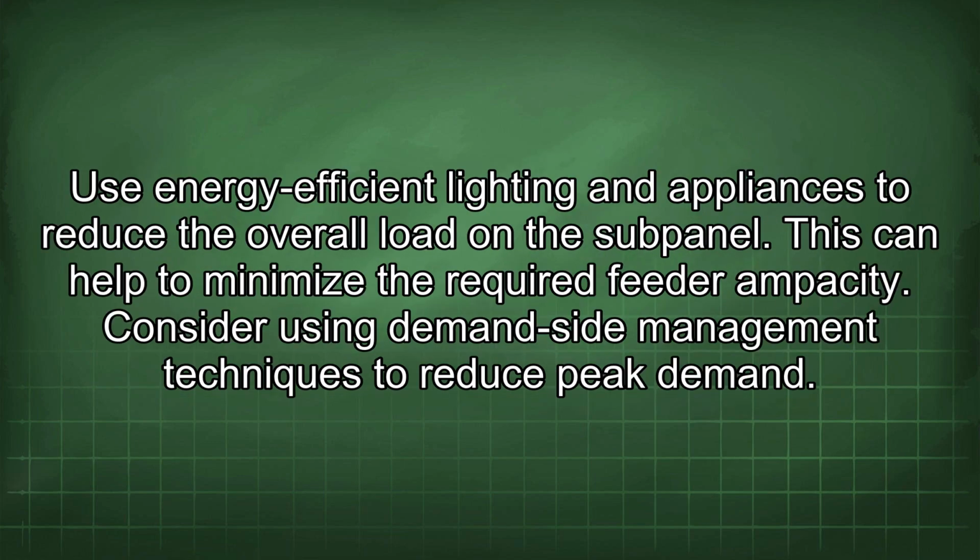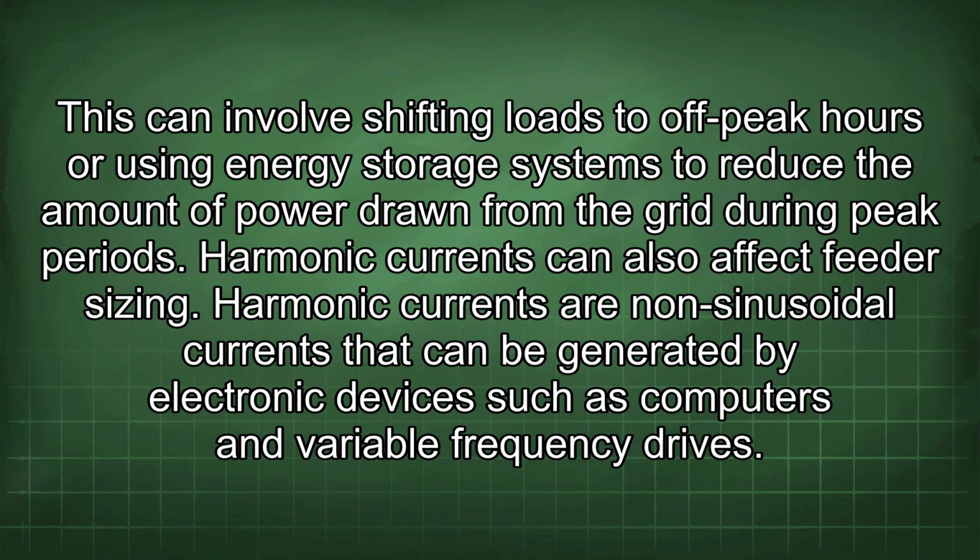Use energy-efficient lighting and appliances to reduce the overall load in the subpanel. This can help to minimize the required feeder ampacity. Consider using demand-side management techniques to reduce peak demand. This can involve shifting loads to off-peak hours or using energy storage systems to reduce the amount of power drawn from the grid during peak periods. Harmonic currents can also affect feeder sizing.